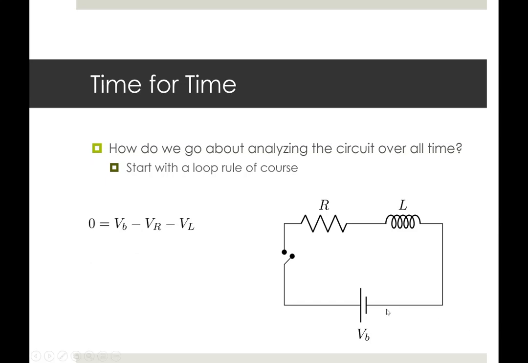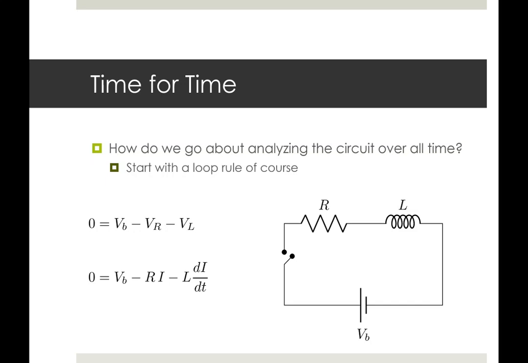And if I start with a loop rule for this circuit, gaining voltage on the battery, losing it over the resistor and the inductor, and plugging in the definitions for voltage on each, Ohm's law for the resistor, L times the time derivative of current for the inductor, I wind up with a relationship here which is, again, a differential equation. It has current and its derivative in the same equation. I'm afraid now. Does that mean I have to go back to the drawing board? Am I scared of differential equations?